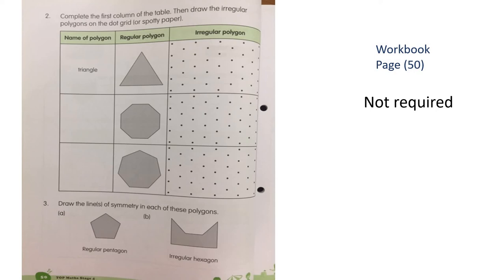Here in B, you have an irregular hexagon, so you can only draw a few. You can draw 1, 2, or 3, or whatever. Try to do them, but both sides should be exactly the same, like a mirror reflecting the other side. I can draw only one line of symmetry here, like this. Okay, so you can cut it into 2 equal parts.